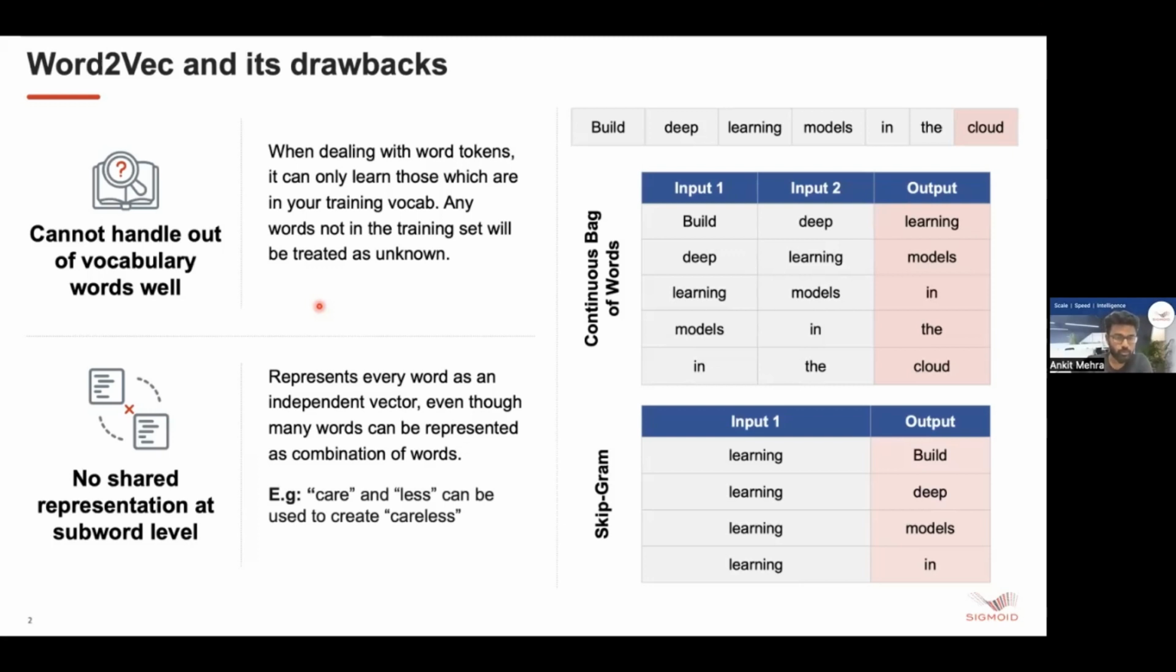The second problem is no shared representation at subword level. What this means is some words can be represented as a combination of other words. For example, care and less can be used to create careless, but this kind of functionality is not possible with this method because each word is represented as an independent vector and such operations are not feasible.